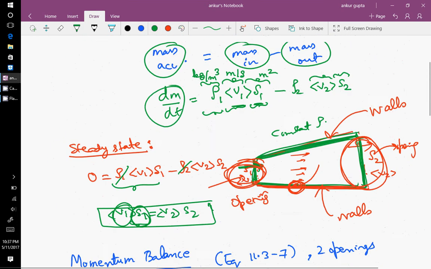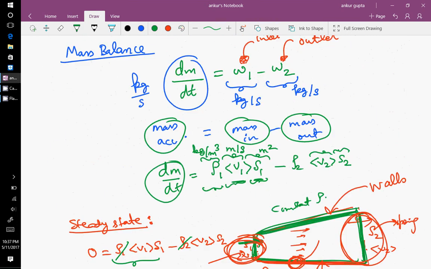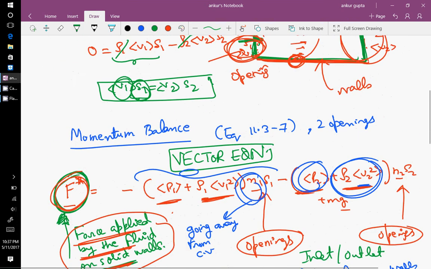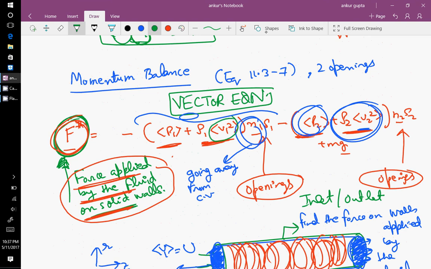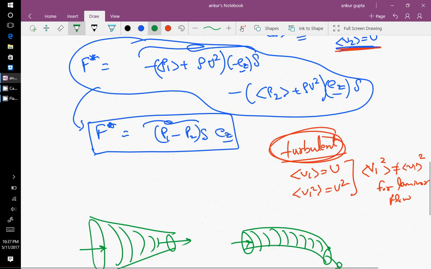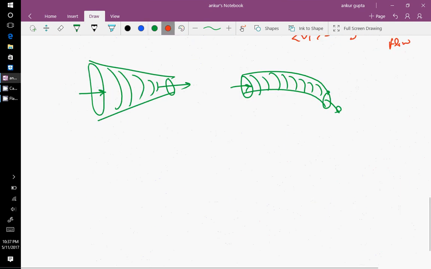So we have discussed mass balance, we have discussed momentum balance. Just again a side note that the mean of V1 square is not always equal to the mean of V1 whole square, and it will only be true for turbulent flows. Okay. Now let's go into the mechanical energy balance.